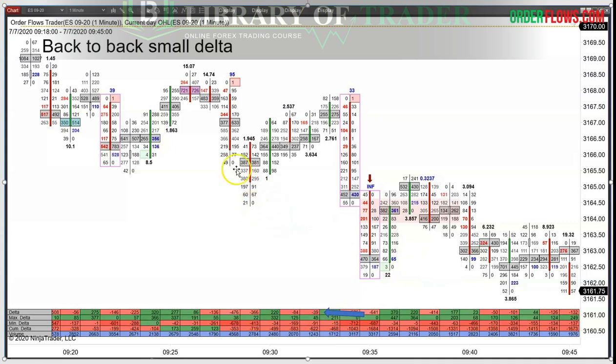Where's the swing high? Up here. Where's the swing low? Right here. Right? We break out from the swing low. The swing low, again, it's not the bars with the small delta. It's right here. It's a few bars earlier. All right? You break out of that.